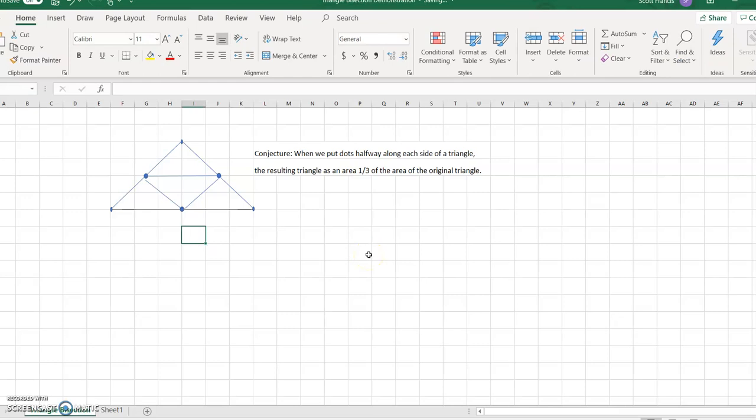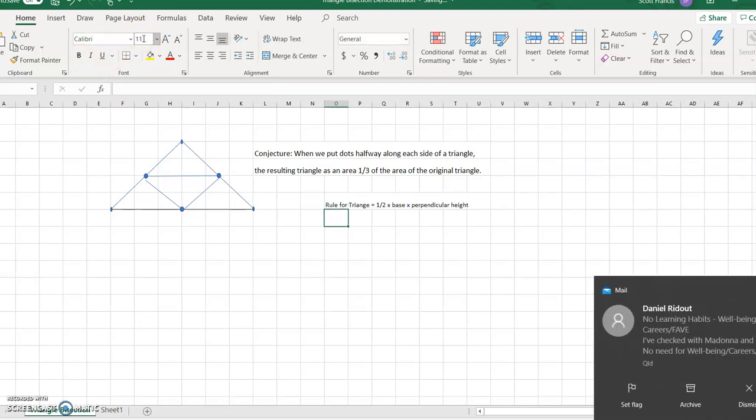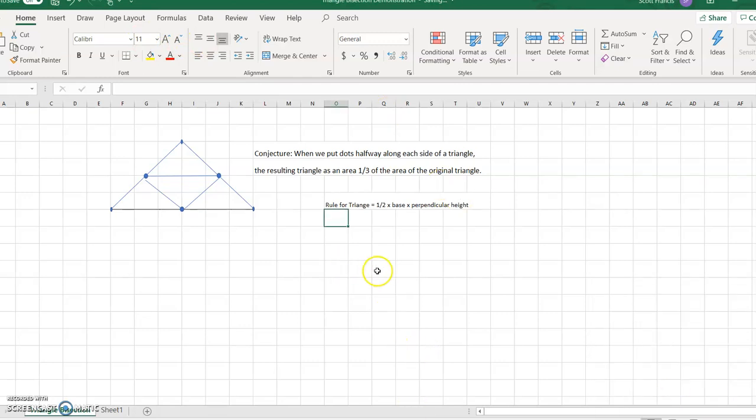But instead of that, we're going to use the rule. So the rule for finding the area of a triangle is half times the base times the perpendicular height. And you'll see that another way. The most common other way is base times height divided by 2, but it means the same thing. So let's go about how we can do this without counting the squares. Let's have a look at the big one.